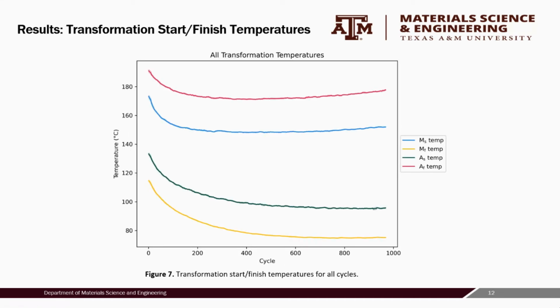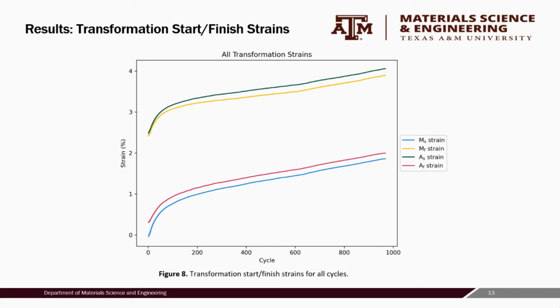Here you can see the 4 calculated transformation temperatures over all cycles in an actuation fatigue test. The results are very accurate. We see that the transformation temperatures change significantly over the course of the fatigue test, some by more than 20 degrees Celsius. This evolution of transformation temperatures was previously difficult to quantify. Shown in Figure 8 is the evolution of the 4 start and finish transformation strains for the same actuation fatigue test. The results for strains are very stable as well.